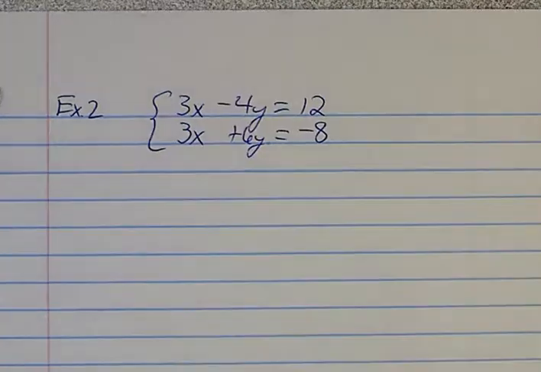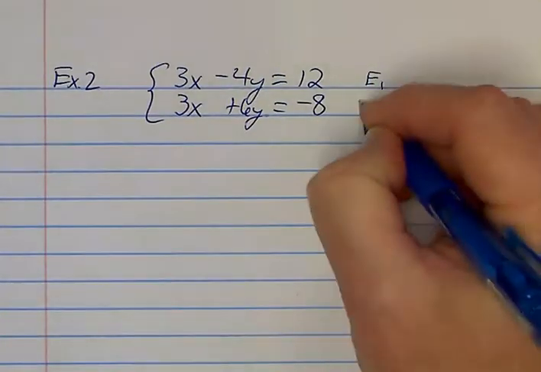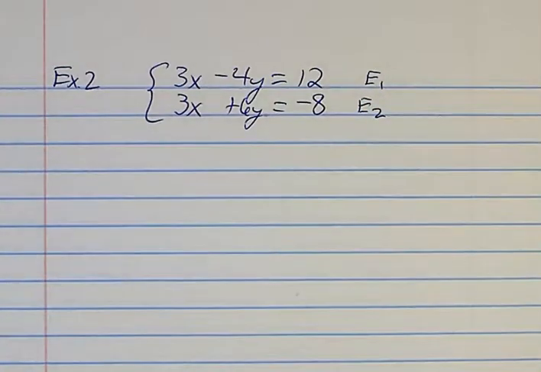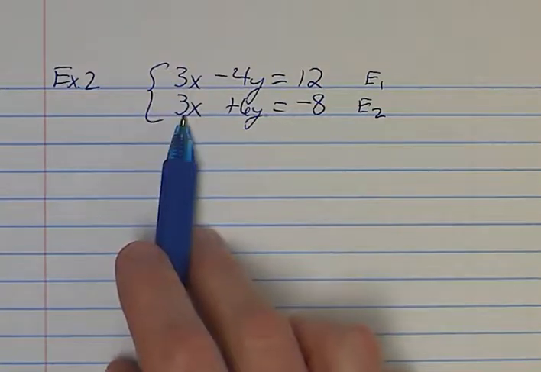Okay, so we'll go 3x minus 4y equals 12. And then 3x plus 6y equals negative 8. Okay. Almost good on this one, but what's the only thing that's wrong here? I'm not saying it's wrong, but what's the one thing that's missing? Because you've got 3 and 3, right? But they're both positive. So we need to make one of them negative.